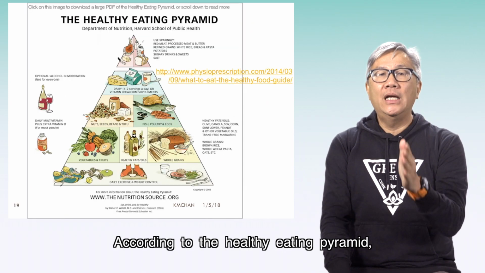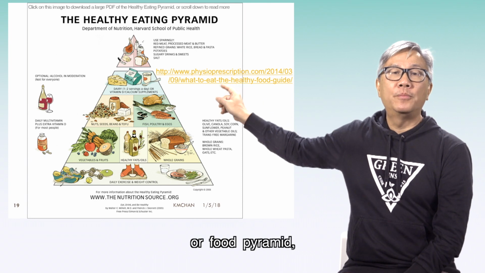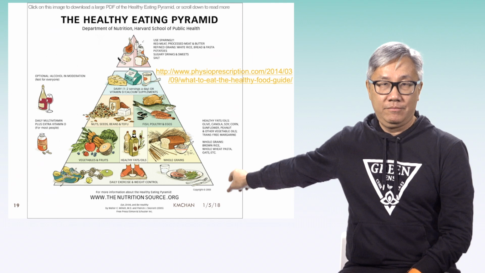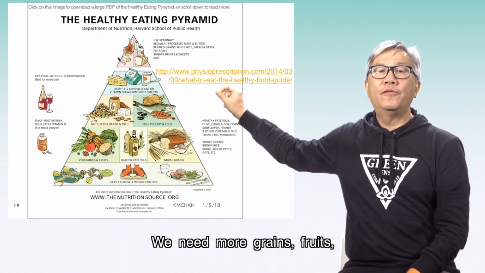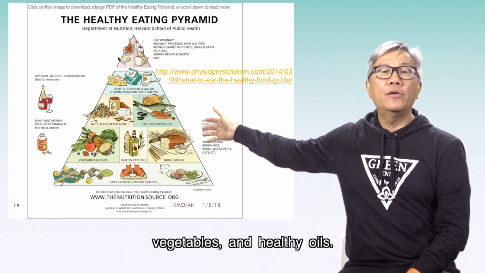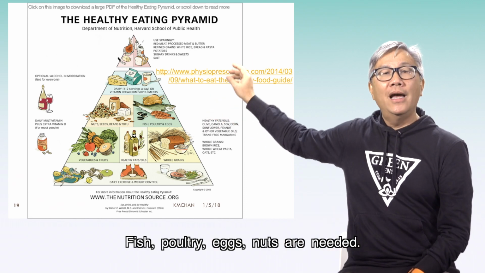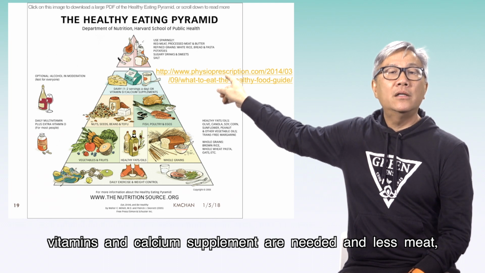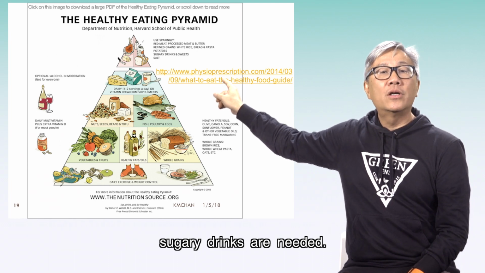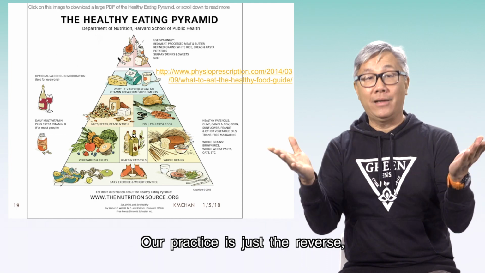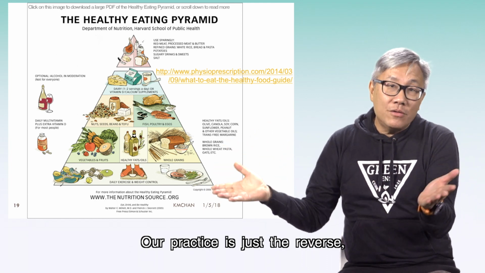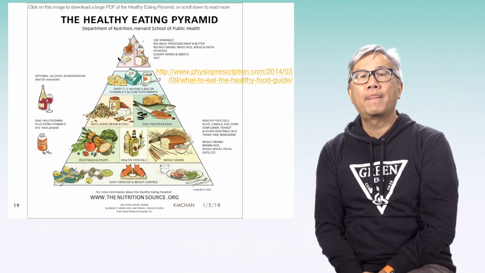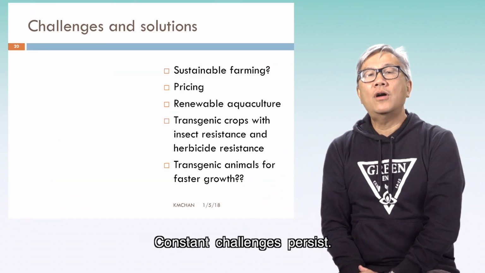According to the healthy eating pyramid or food pyramid, daily exercise and weight control are most needed. We need more grains, fruits, vegetables, and healthy oils. Fish, poultry, eggs, nuts are needed. Vitamins and calcium supplements are needed, and less meat, sugary drinks are needed. Our practice is just the reverse, turning the pyramid upside down. Constant challenges persist.